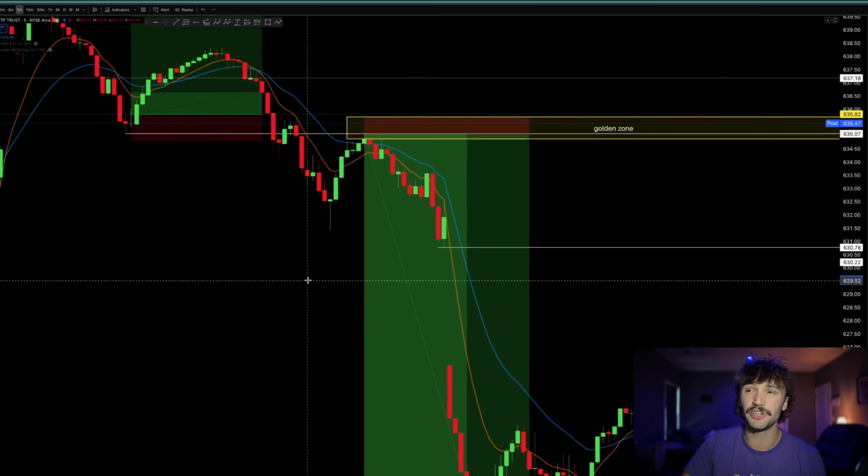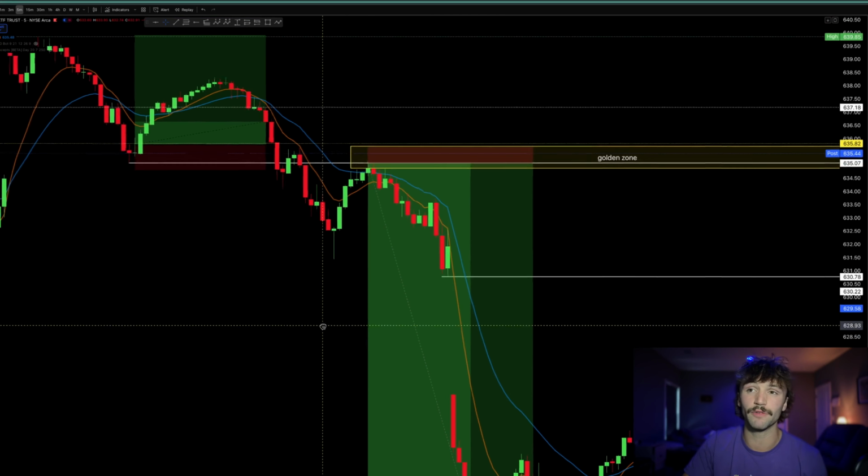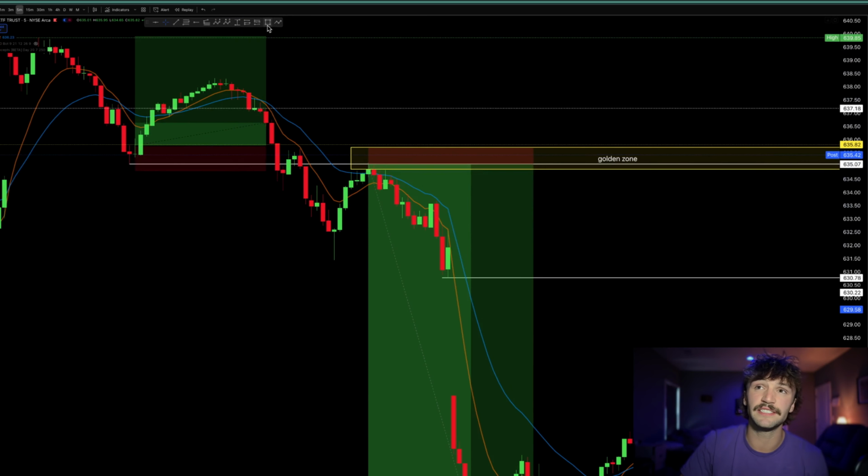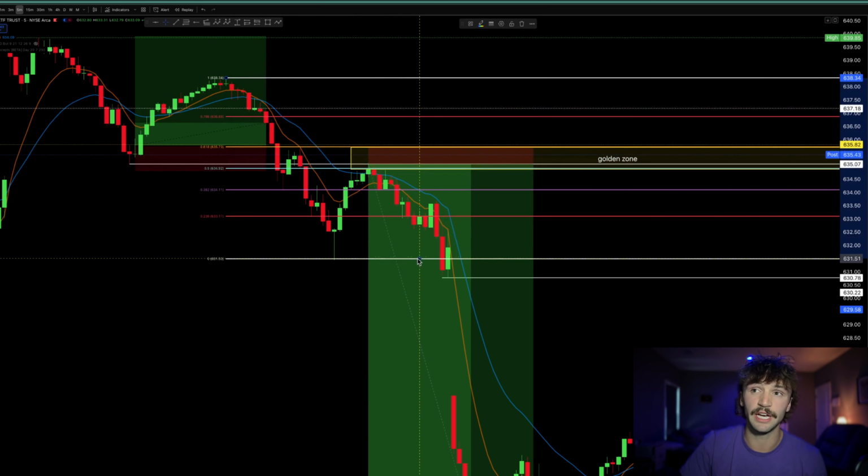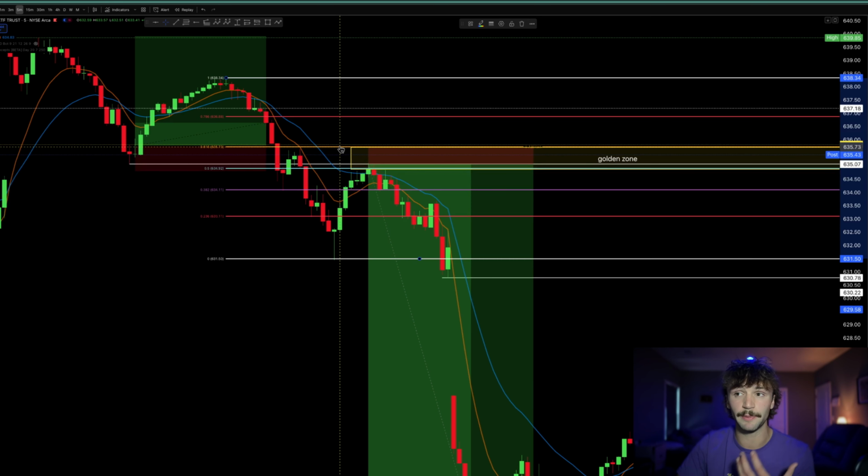Now taking a look here, we took these absolute banger puts that ran over 600%. Now you guys can see right here as I draw my Fibonacci retracement from a high to a low, you guys can see that in between this blue and orange-ish line right here, we're going to have our golden zone, which we have talked about in the past.